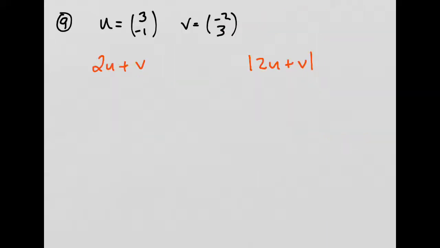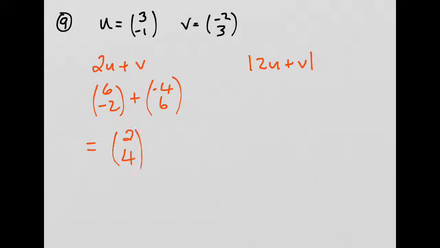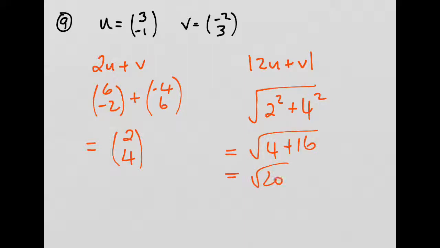Number 9, vectors. 2u add v, so 2u's are 6, negative 2, v is negative 4, 6, adding these together gives us 2, 4. 6 add negative 4, 6 take away 4 is 2, negative 2 add 6 is 4. Second part of the question is to find the magnitude. Well, that's where you take each of these answers you've just found and square them like Pythagoras. So that's the square root of 4 add 16, which is the square root of 20.